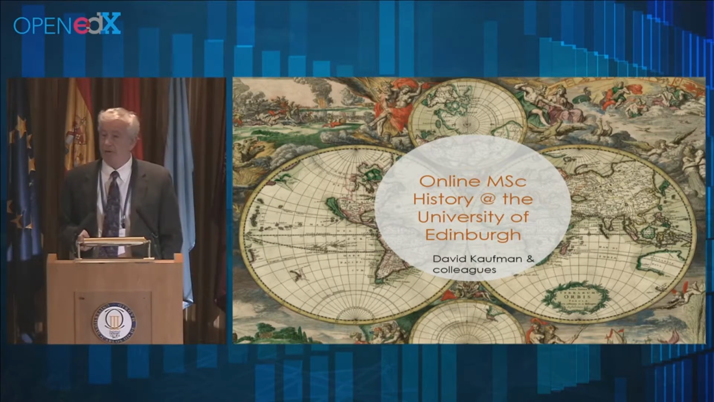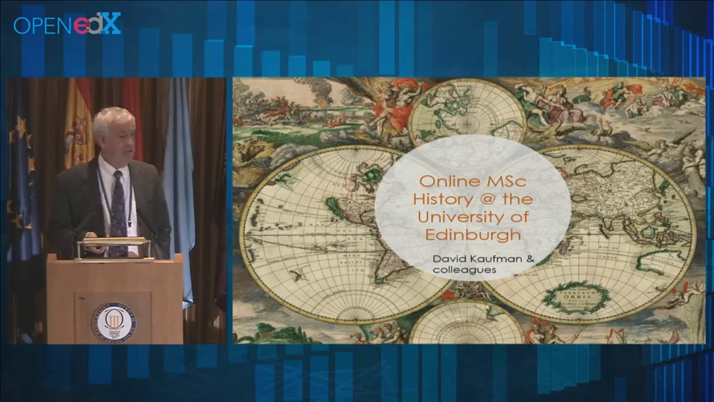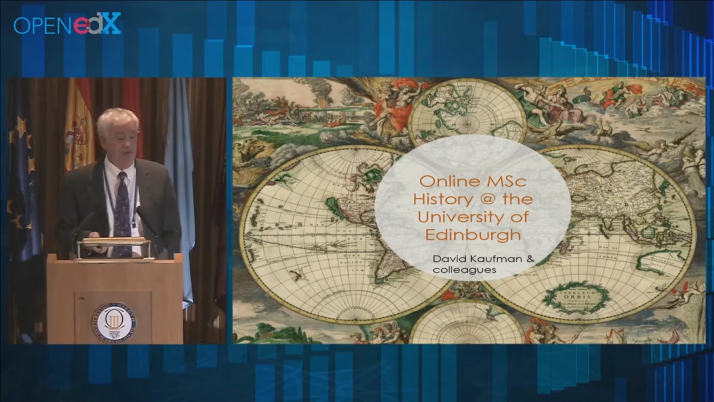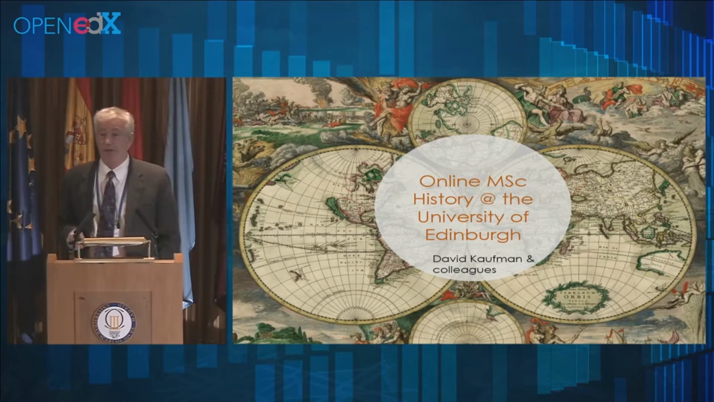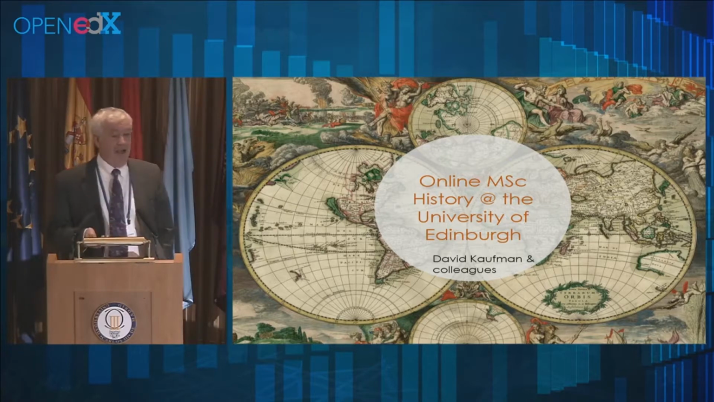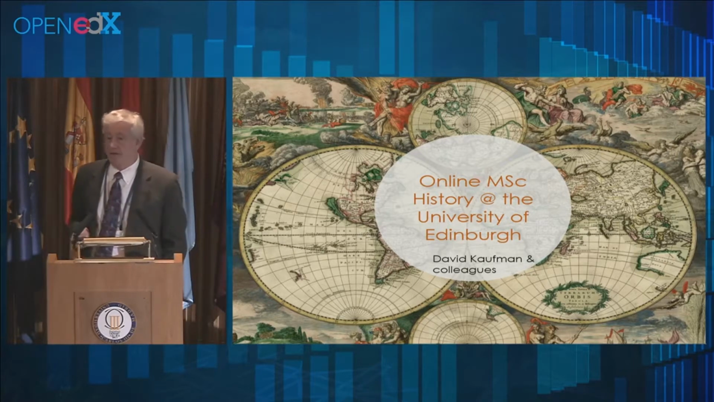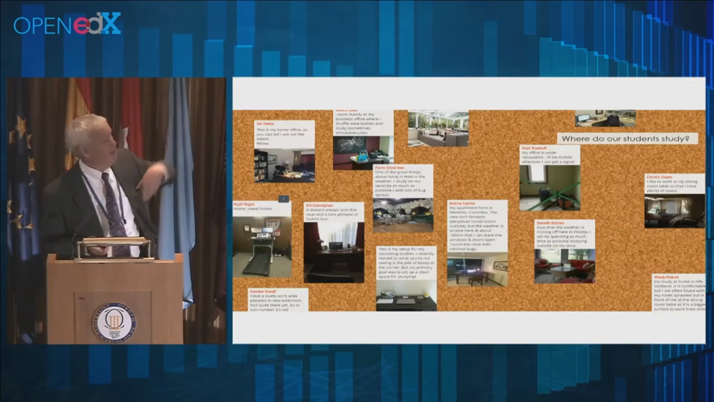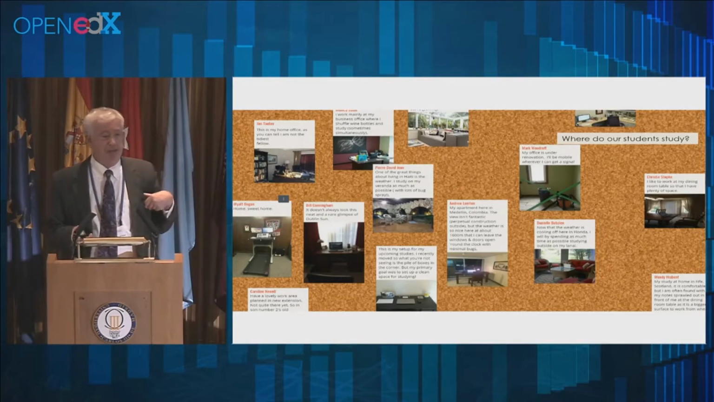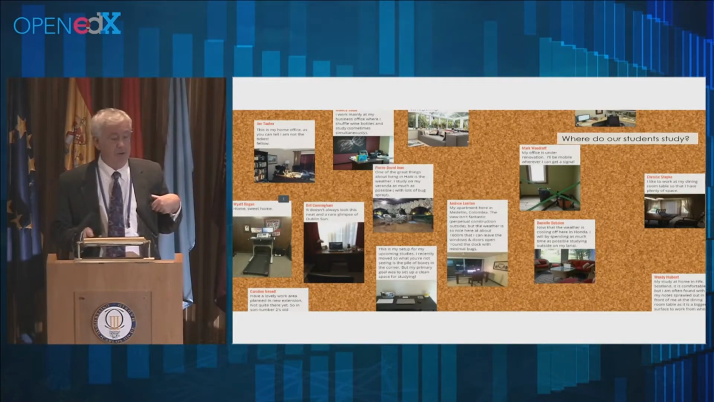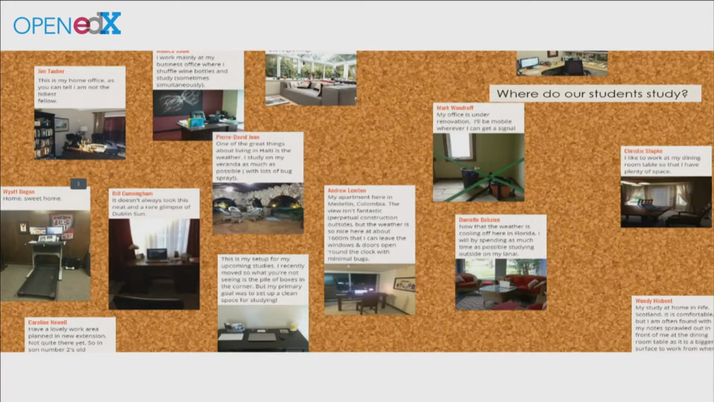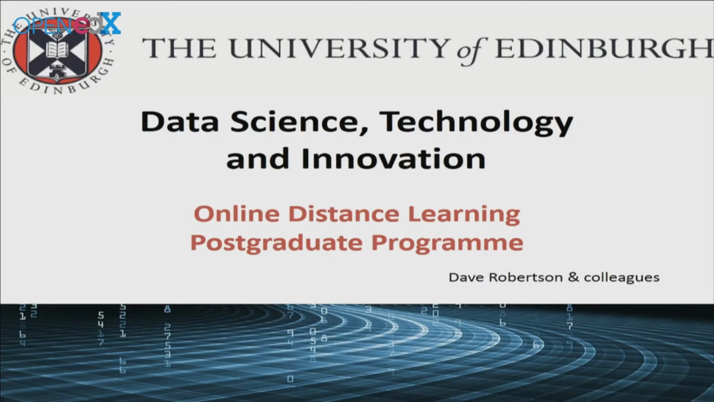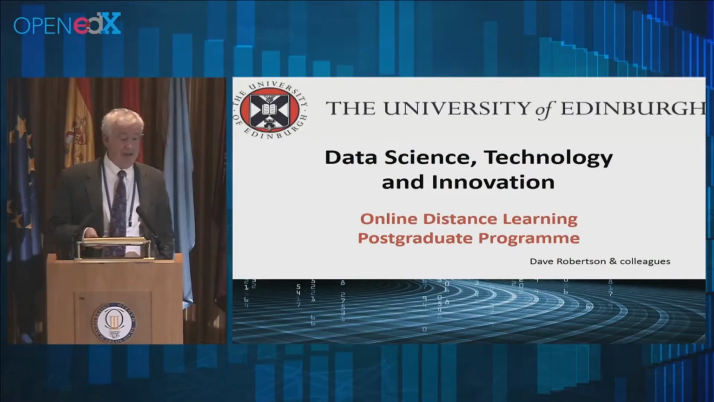Why have we got an online master's in history? Because the historians know they're more practical than the philosophers. And when they saw that the philosophers could do it, they did it. They've got more than 100 students around the world. I particularly like this slide, which is they got students around the world to post their study spaces. And so you have this really quite nice set of environments around the world. We're boring, we're conventional, as well as being exciting and innovative.